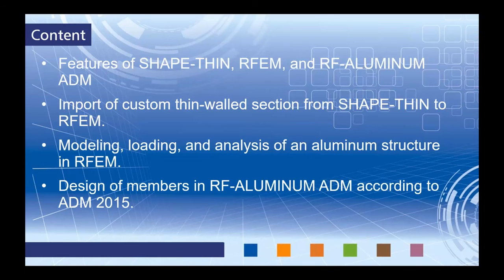So regarding the content for the next hour of today's webinar, I want to go through the features of our standalone program Shape Thin, our finite element analysis program RFEM, and then the add-on module within RFEM, RF-ALUMINIUM ADM. We will import a custom thin-walled section that we've created in Shape Thin into RFEM, and once in RFEM, we will completely model, load, and analyze an aluminum structure. Then to take it a step further, we'll utilize the add-on module within RFEM called RF-ALUMINIUM ADM to do design of our members according to the ADM 2015 standard.